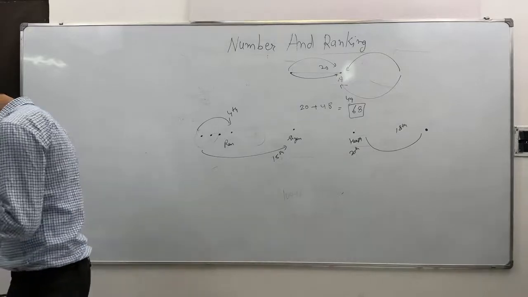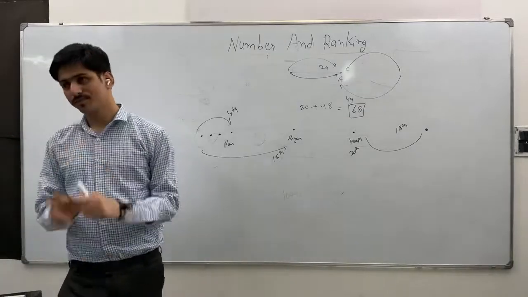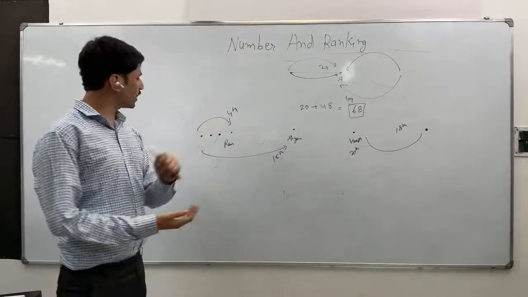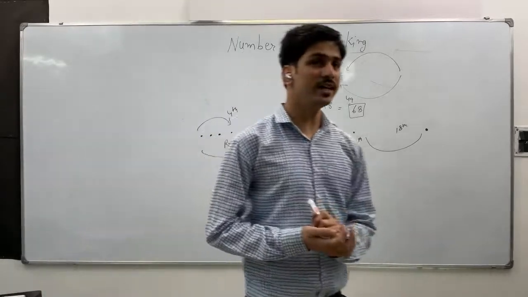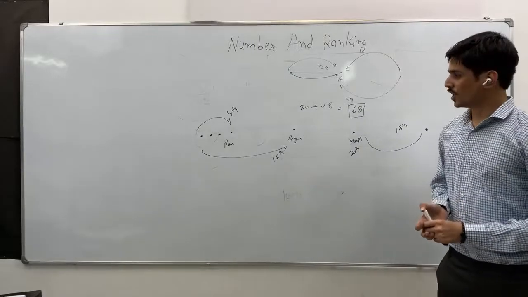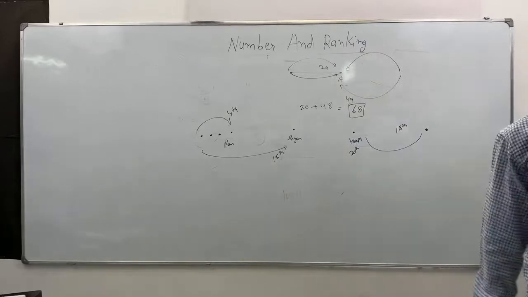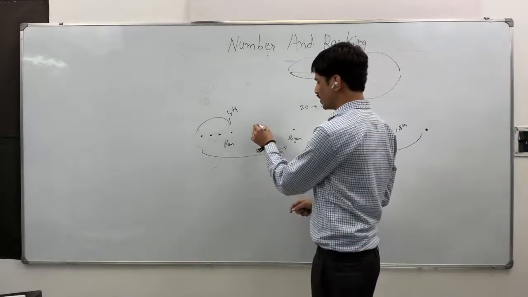Think and answer. What is the rank of Ram from the right? We know the rank of Ram from the left hand side, right? That is 4th. And we know the number of students between Ram and Shyam. How many students are there between Ram and Shyam? 11 or 10? 10 only.